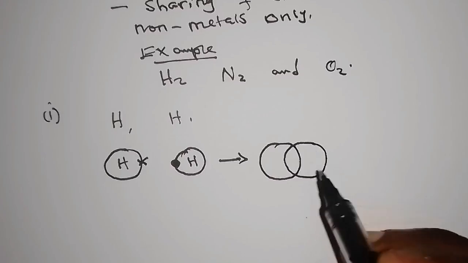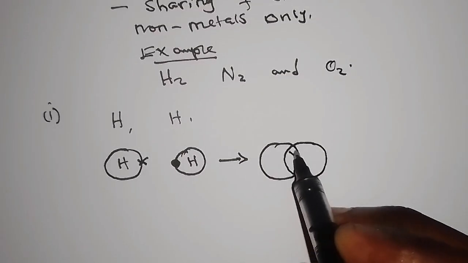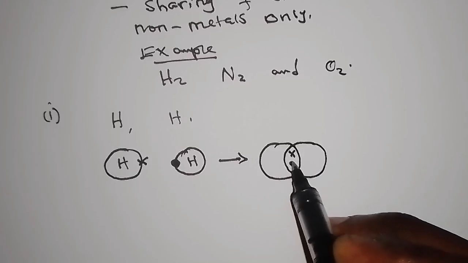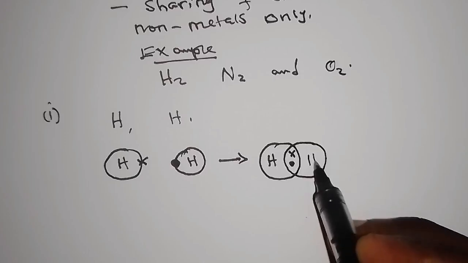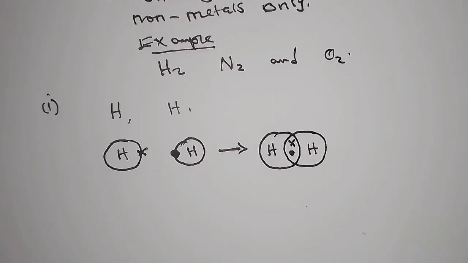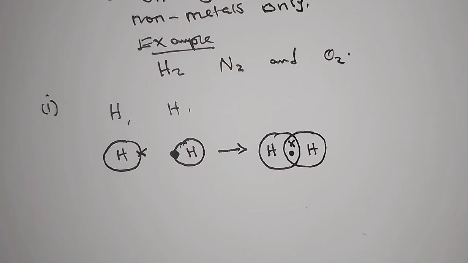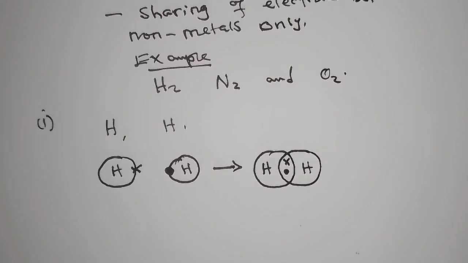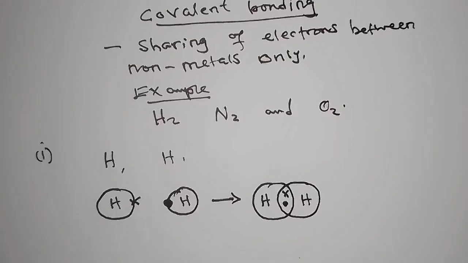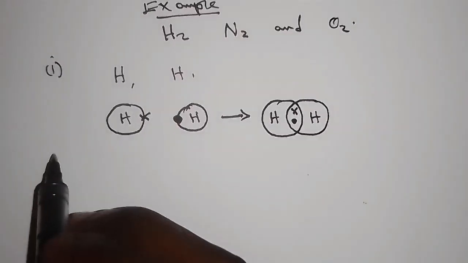You put them together, and what you have now is a star at the middle and a dot there, and this is hydrogen, this is hydrogen. So this is basically the simple way in which you can understand what we mean by covalent bonding. It's just the sharing of electrons between nonmetals. And now going to nitrogen.